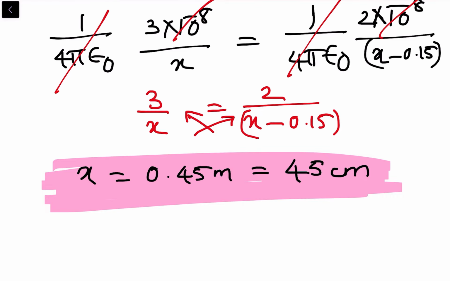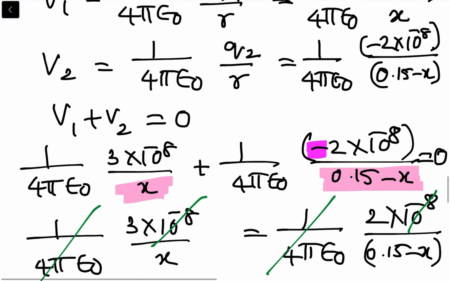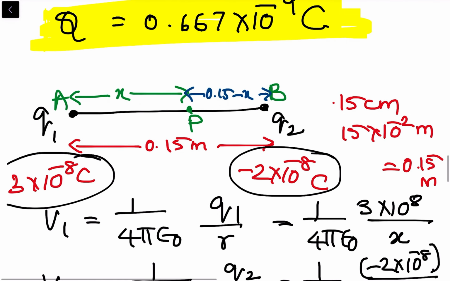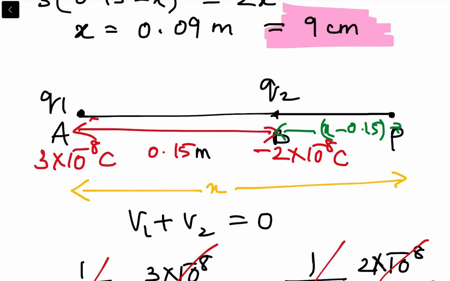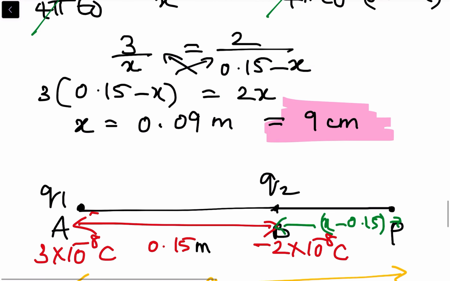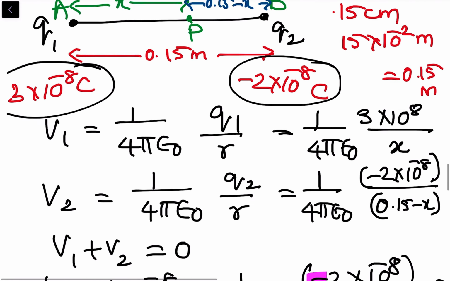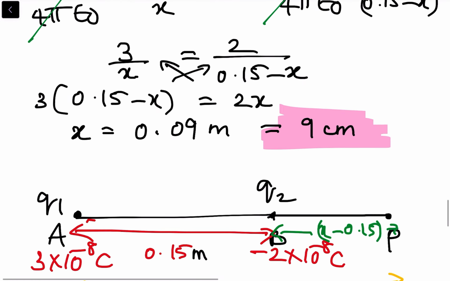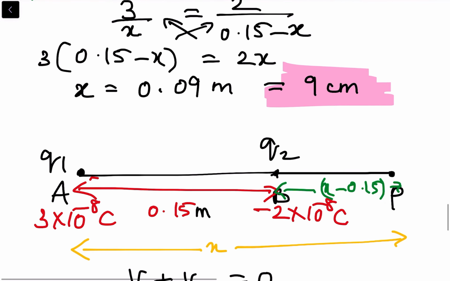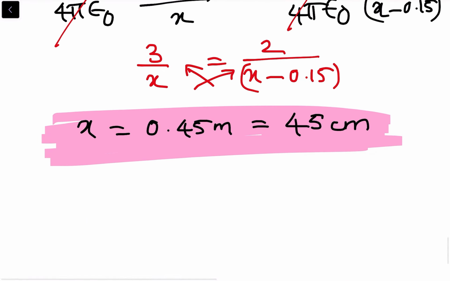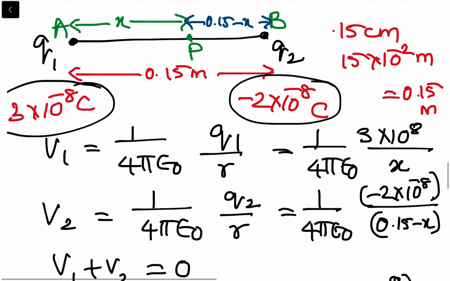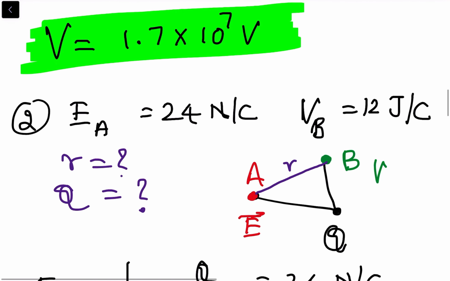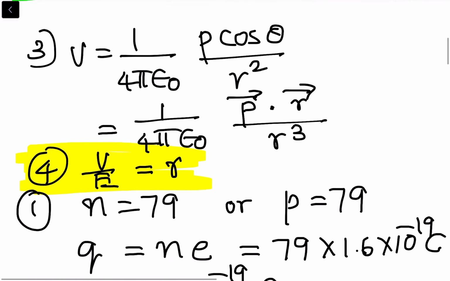So in this way we can solve the problems. The same problem we have solved in two ways. One time the point P lies between A and B, and the other time the point P lies outside A and B. When you take the point P in between A and B, you get the answer as 9 centimeters. When you take it outside, you get the answer of 45 centimeters. So in this way we have solved the third problem using the same superposition theorem.